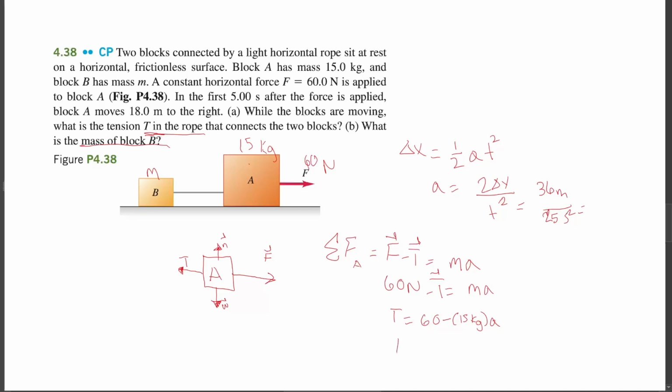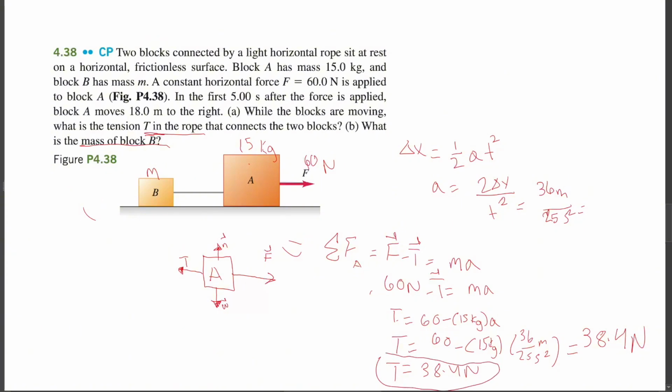So this means the tension force is going to equal 60 minus 15 kilograms times 36 over 25 meters per second squared. And then putting this all into the calculator, we are going to get 38.4 newtons. And we know that that force is acting to the left. So T is going to equal 38.4 newtons. So now we've solved for T.